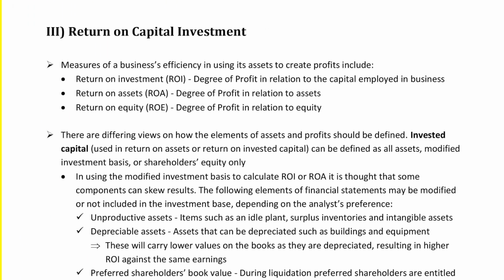We're looking at return on capital. These are measures of a business's efficiency in using its assets to create profits. Here we're going to look at, highlight, return on investment or ROI. That's the degree of profit in relation to, underline, capital employed in the business. Highlight return on assets, ROA. That's the degree of profits in relation to, underline, assets. Highlight return on equity or ROE. That's the degree of profit in relation to, underline, equity.